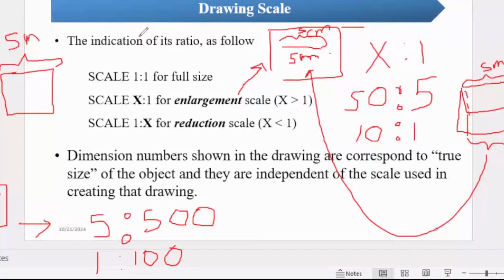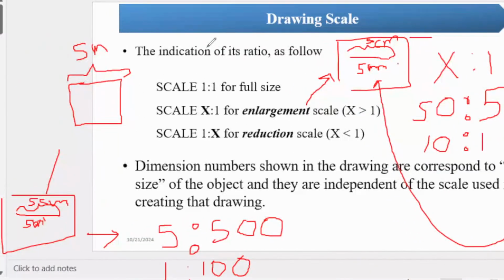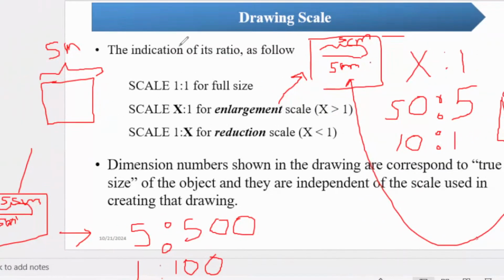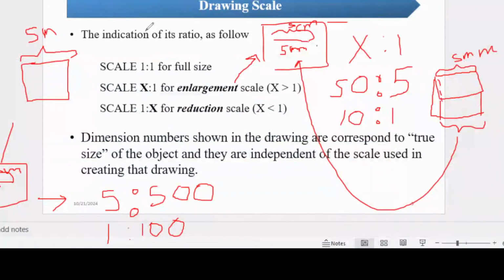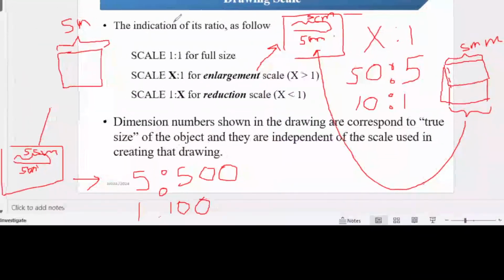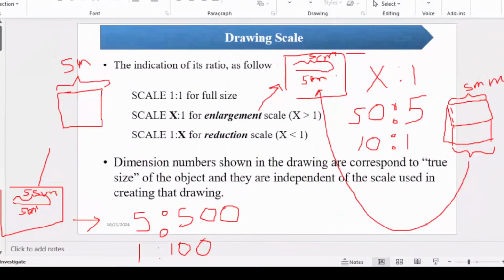So you have to keep that in your mind. Okay? Again, if the object is 5 millimeters, we draw 5 centimeters, but what we have to write there is 5 millimeters. Okay? Please note that.